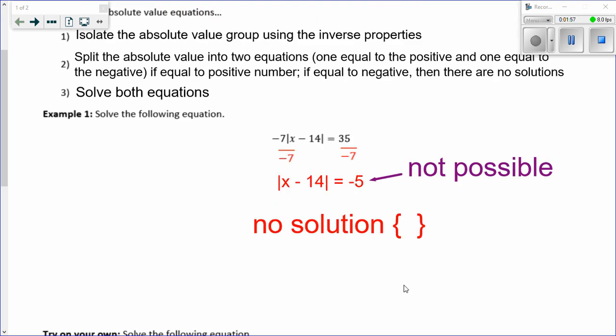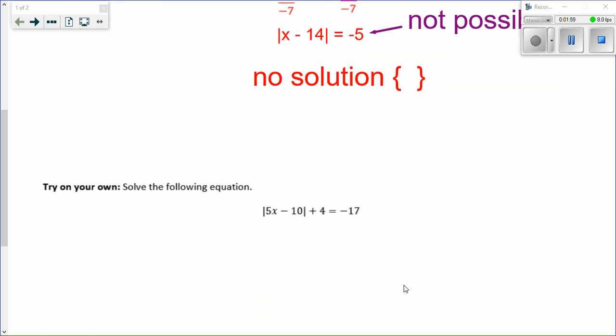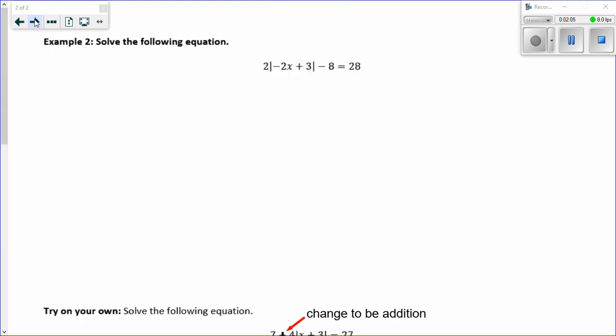Okay? So now you guys are going to try this one on your own. Remember, you got to get the absolute value by itself. And we are going to move on to the next one.